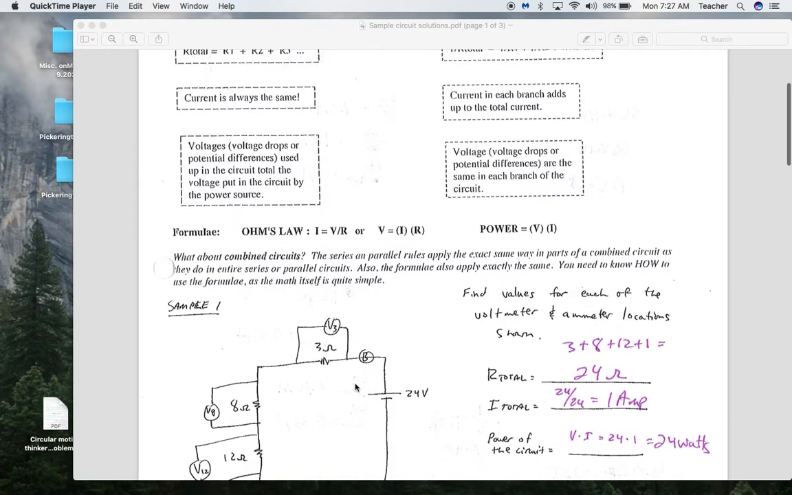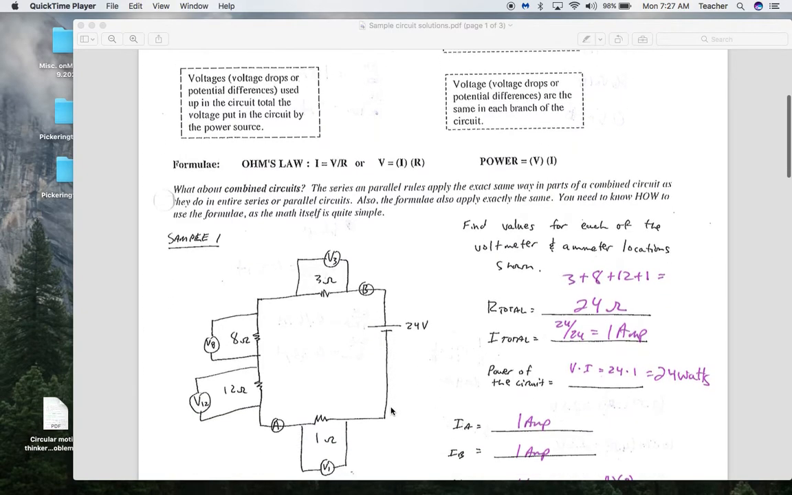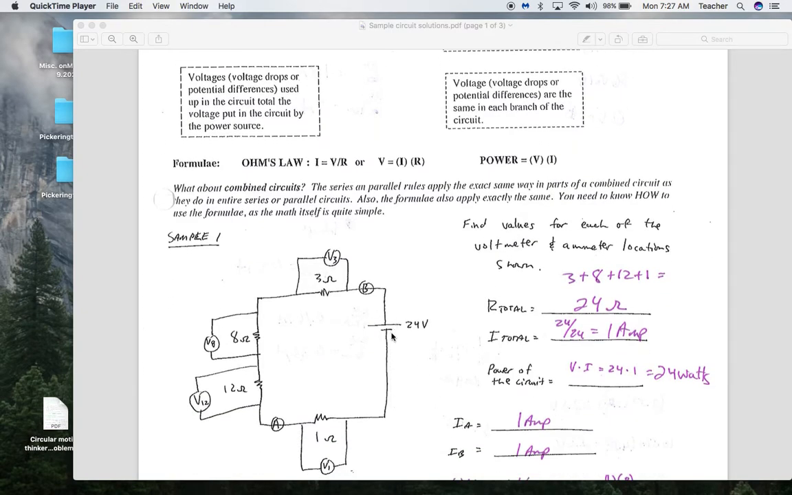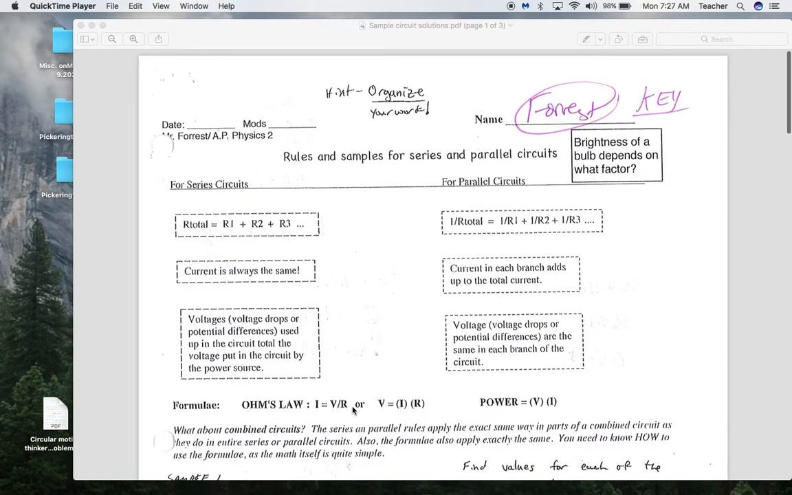So the battery, which is represented by a long line and a short line, this side being positive, this side being negative, provides a certain amount of energy per charge, or potential difference, and it's used up or converted into things other than electrical energy, such as heat and light across the resistors. Whatever is provided in any loop by the power source has to be used up in that loop across the resistors. So brightness depends on power.